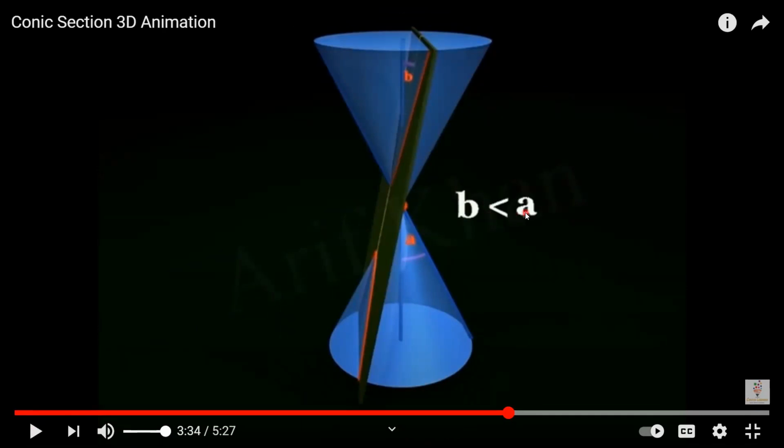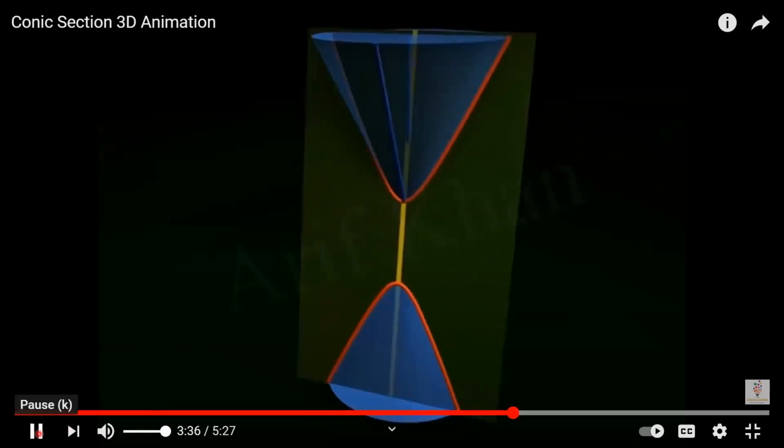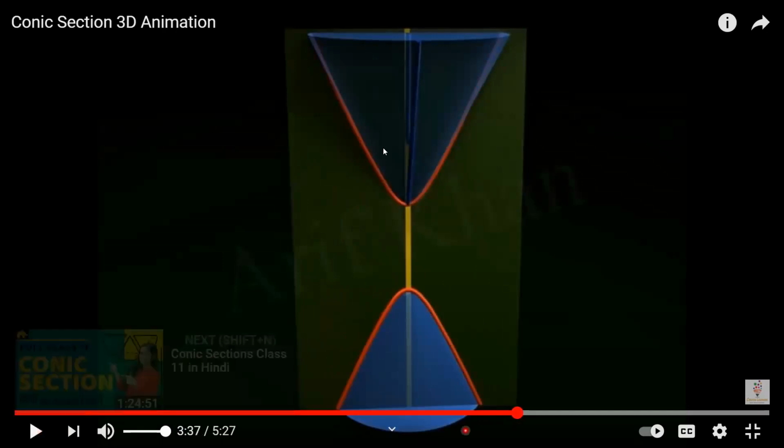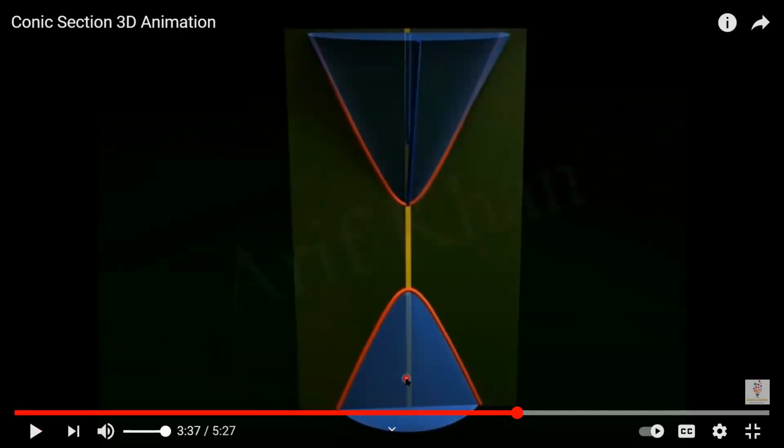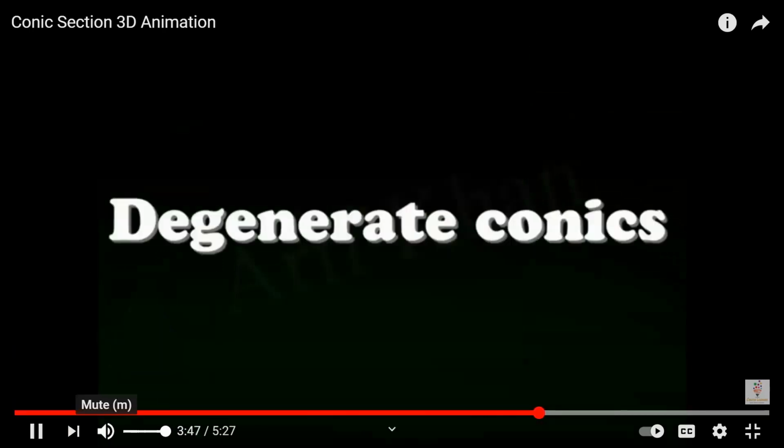Then the vertex angle. So just leave it, just see how the intersection comes. See, so this shape is known as hyperbola. So what we have seen till now is four cases: circle, ellipse, then parabola and hyperbola.